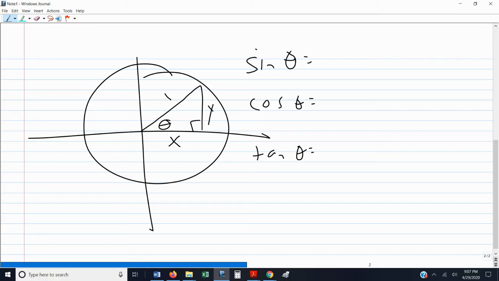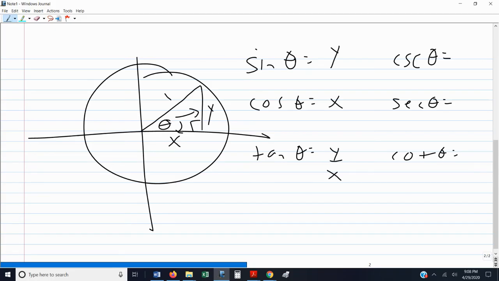And then what is the reciprocal of sine? Cosecant. The reciprocal of cosine, secant, and the reciprocal of tangent, cotangent. And I like to line those up. The sine of theta is opposite over hypotenuse, which is the y value. The cosine of theta is adjacent over hypotenuse, which is x over 1, or just x. Same with the sine, opposite over hypotenuse, y over 1, which is just y. And then the tangent is opposite over adjacent, so y over x. And then lined up across from those trig functions are the reciprocals.